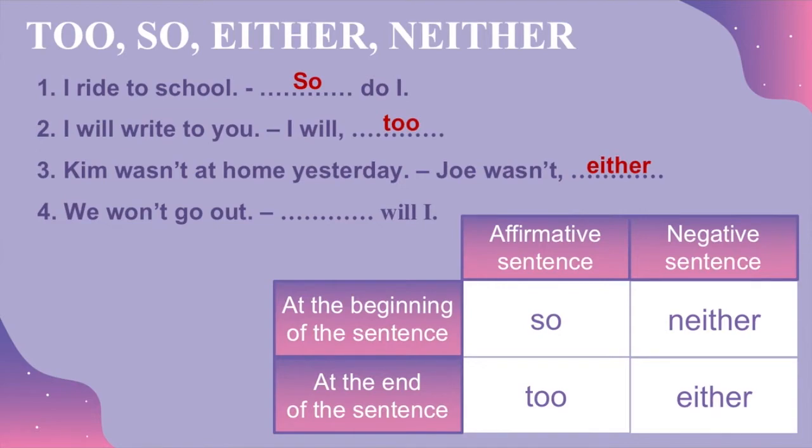Number 4. We won't go out. This one is a negative sentence and the blank that we need to fill in is at the beginning of the sentence. So here we need to use neither.